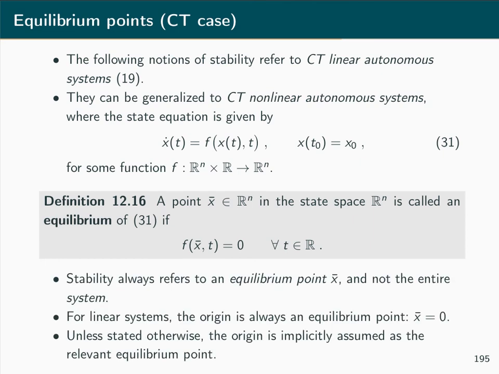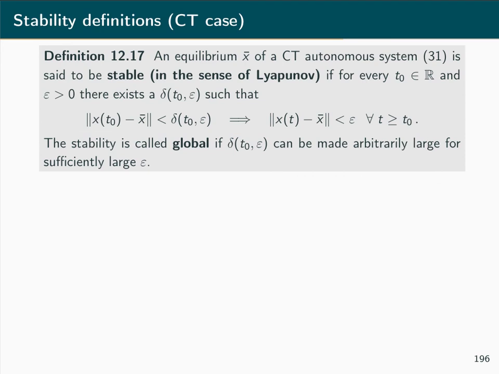Again, as before, stability always refers to an equilibrium point x bar and not the entire system. However, for linear systems, the origin is always an equilibrium point. And moreover, whenever we're dealing with a linear system, unless stated otherwise, the origin is implicitly assumed as the relevant equilibrium point.